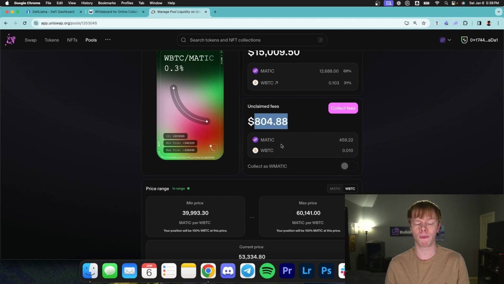That's $800 for free that I wouldn't have had if I was just holding Matic and holding wrapped Bitcoin in my wallet. Now, obviously, there are risks associated with liquidity pools, like impermanent loss. But once again, we're not going to dive too deep into that because we do have videos on the channel.